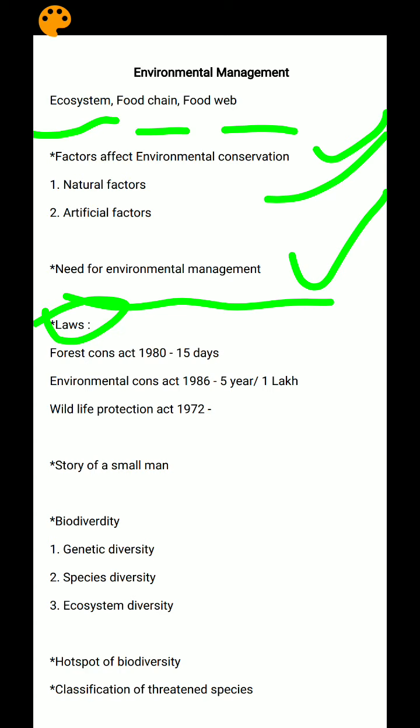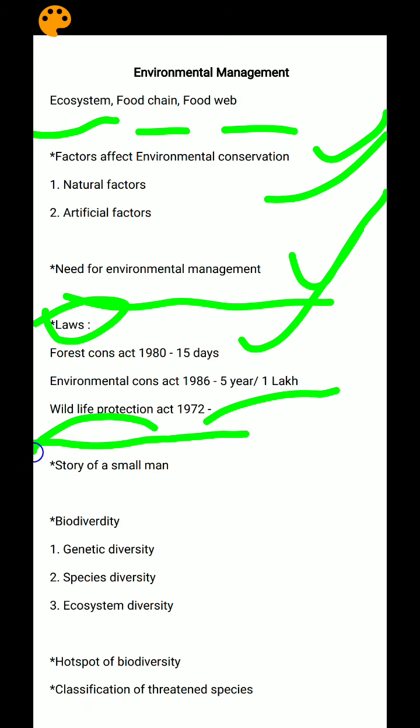We will discuss that. There is the Forest Conservation Act 1980. If we break that law, there is imprisonment of 15 days. Next one is the Environmental Conservation Act 1986. If we violate this act, either we can get imprisonment up to 5 years or a fine of 1 lakh rupees. Next one is the Wildlife Protection Act 1972. There are various norms regarding this law, so I haven't written details here. When we discuss the chapter in detail, we will see that act also.